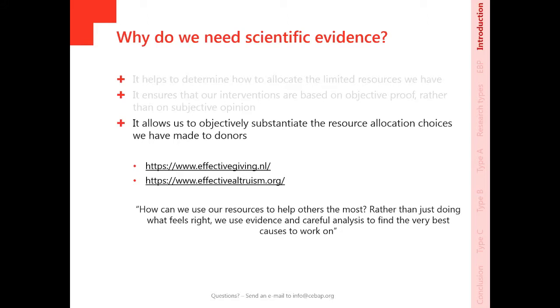In fact, there are some organizations, such as effective giving or effective altruism, who focus on just that. These are people who want to give time or money to a good cause, but they want to give it to those causes that have most impact. In order to do so, they don't base themselves on feelings or empathy, but they rather use evidence and analysis to find the best causes and the best interventions to work on and invest in. This trend is becoming more and more popular in the last few years.